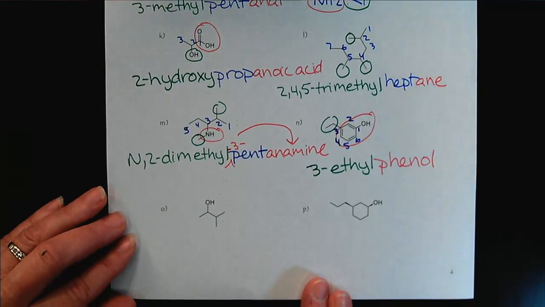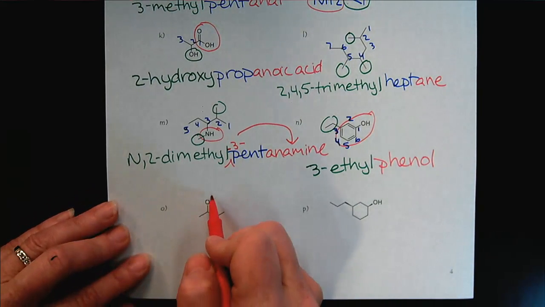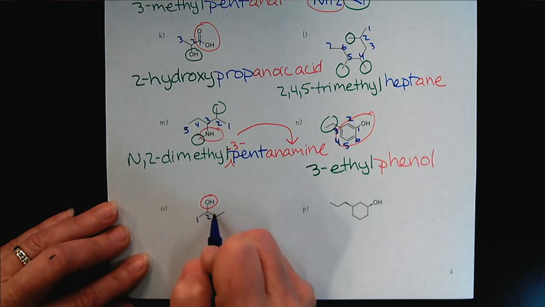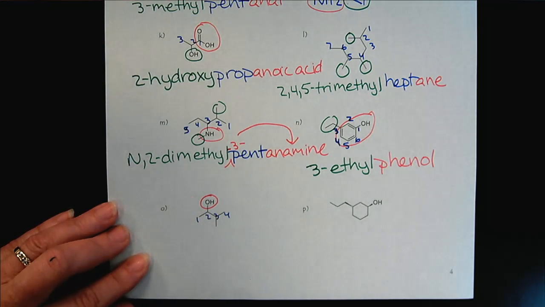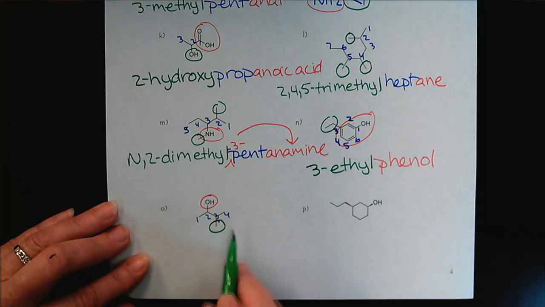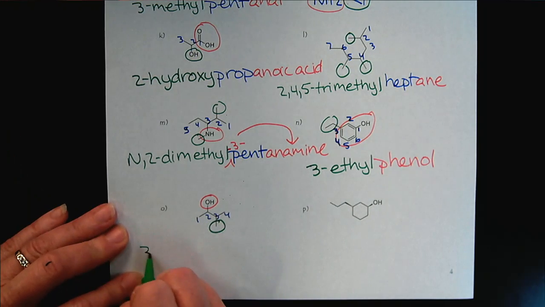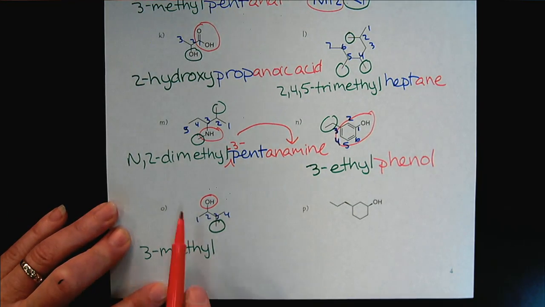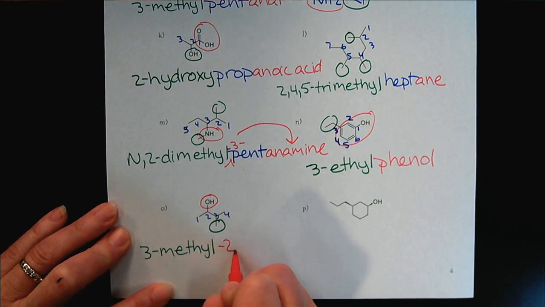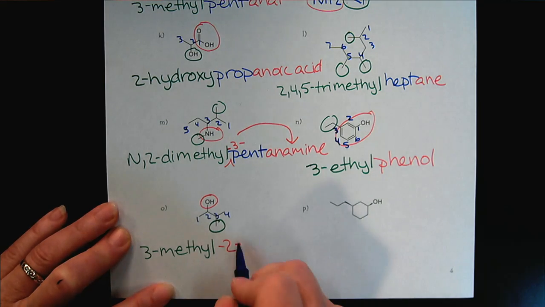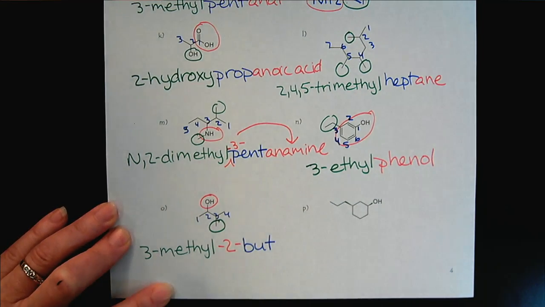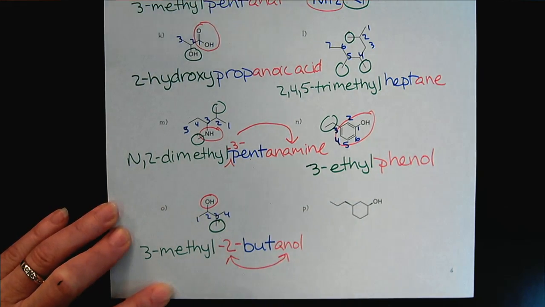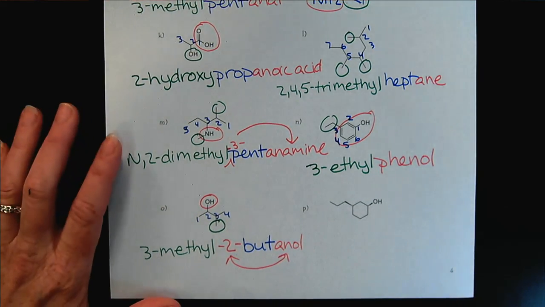Okay, last 2 examples. Here is our alcohol. So we're going to number the chain to give the alcohol the lowest possible number. That puts the branch at carbon 3. 3-methyl. And now we got to tell everybody where on the chain the alcohol is. 2. It's a 4-carbon chain. And then we put the suffix, -nol. So these are going together to tell everybody where to find the alcohol on the 4-carbon chain.